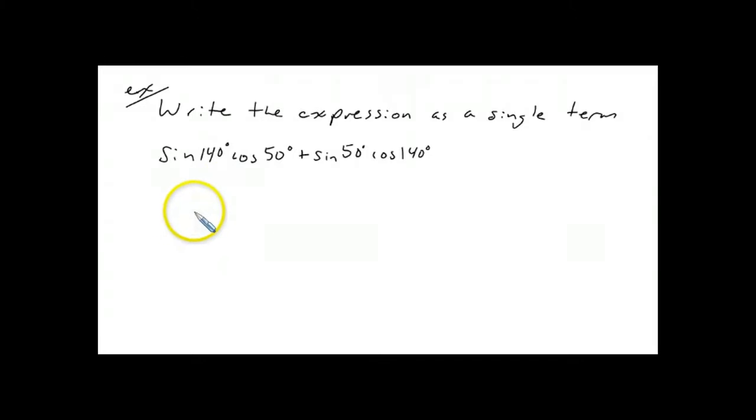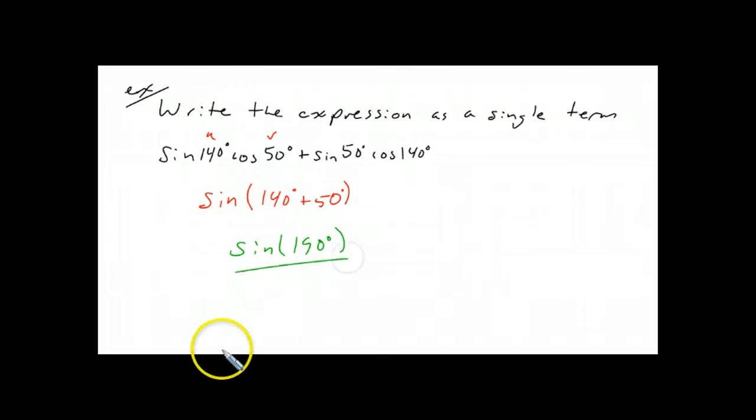So this one looks like the sine. I have a plus on top, so I'm going to use my sine function on top. So I can say that this is going to be sine of, I can have u and v, so sine of 140 plus 50. Well, 140 plus 50 is 190, so this is really just sine of 190 degrees. And that's all she wrote. It's written as a single function.